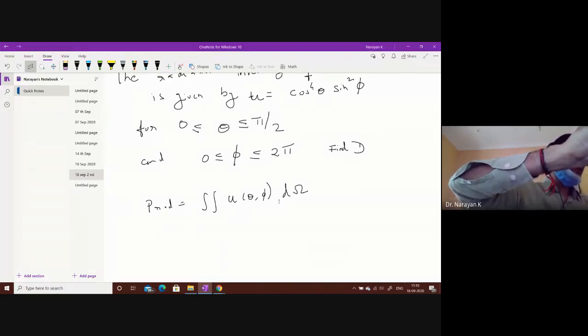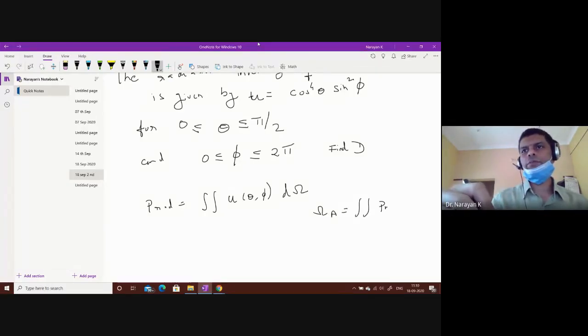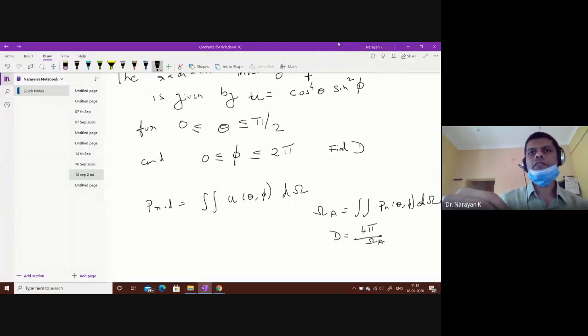So please remember, if you have to find the beam area, what will I be integrating here? If I have to find the beam area, I will be integrating the normalized power, not the radiation intensity. So this is the formula we will get. This is what we have been doing. Then we will find directivity as 4 pi divided by beam area. This is what we have done in the previous problem, when the radiation intensity is given directly.